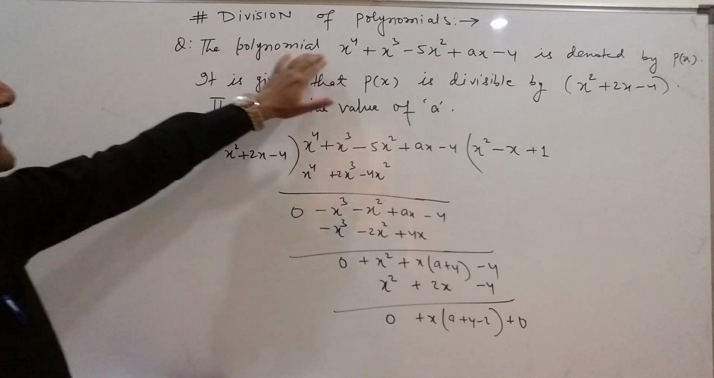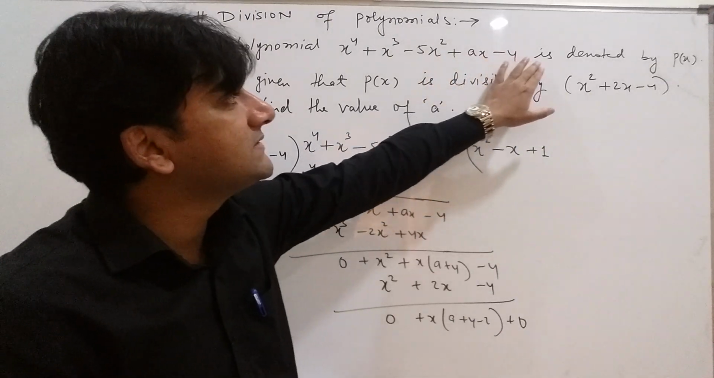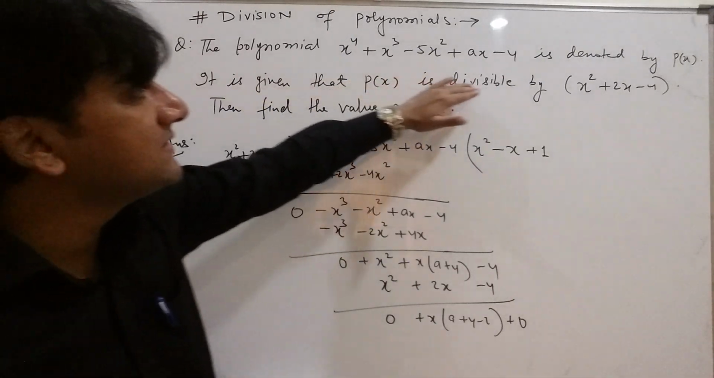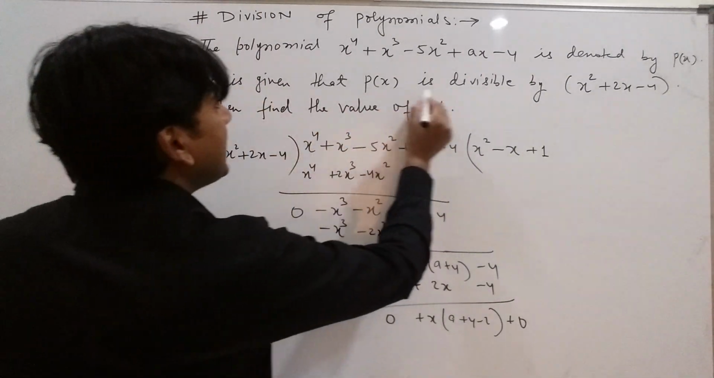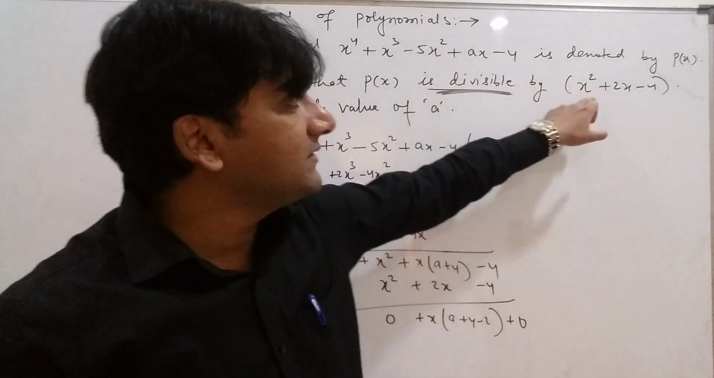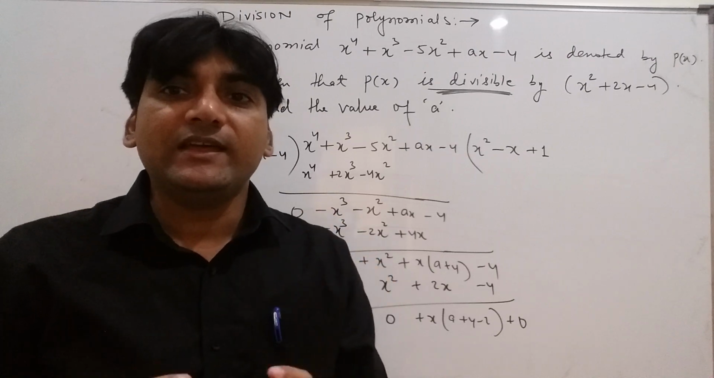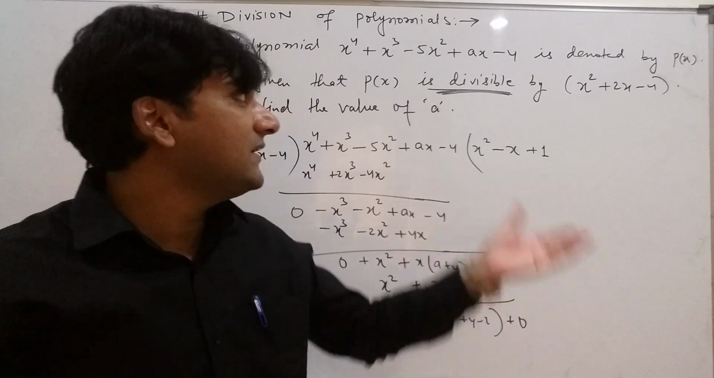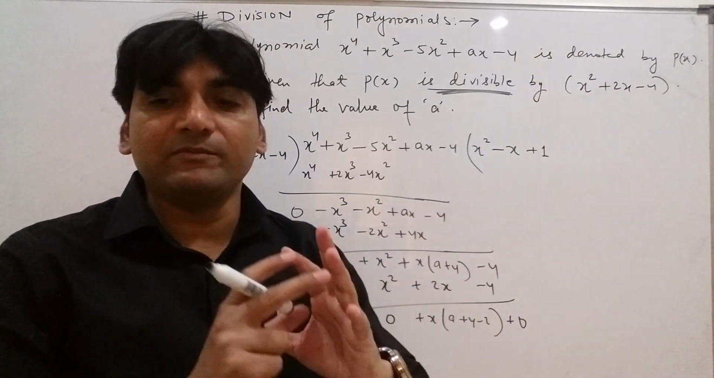The polynomial x raised to 4 plus x cubed minus 5x squared plus ax minus 4 is denoted by p(x). So this is my p(x). It is given that p(x) is divisible by x squared plus 2x minus 4. It is given that p(x) is divisible. Divisible means when you divide this by this, there will be no remainder. Remainder will be 0. Indirectly, this statement is given. Remainder is 0, that's why they have given divisible by. So when this polynomial is divisible by this polynomial, the remainder will be 0.